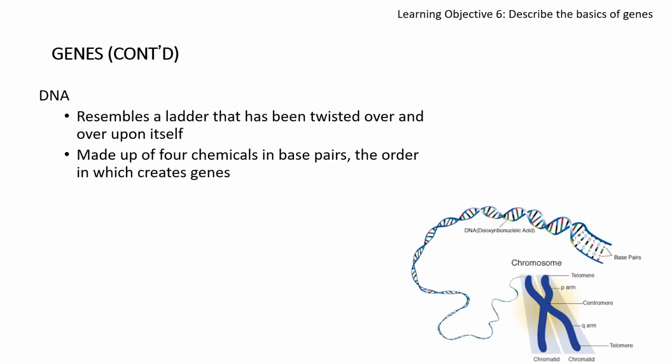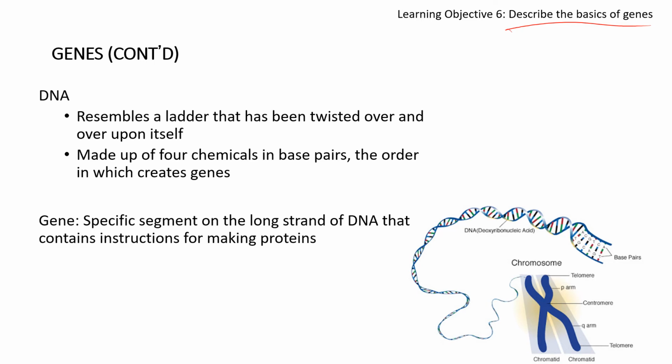So DNA itself, this is describing the basics of genes. We've got our DNA, which is basically a ladder. It's made up of four chemical base pairs. Genes, on the other hand, and let me just talk about this real quick, you've got these base pairs, A, C, T, and G. We're not going to go into too much of it; you can take a bio class or bio psych to get more of that.